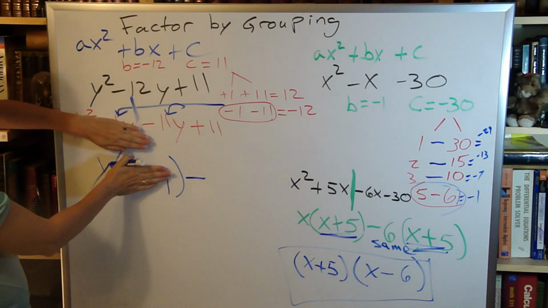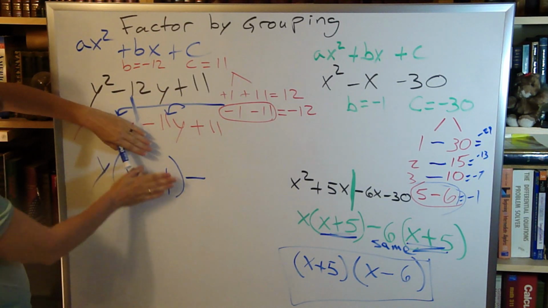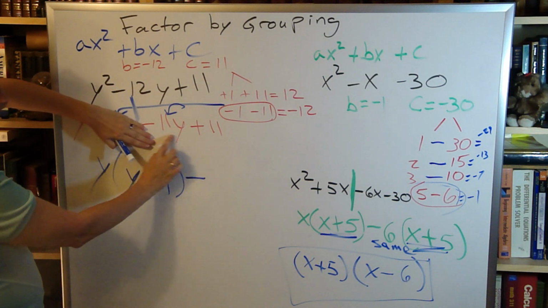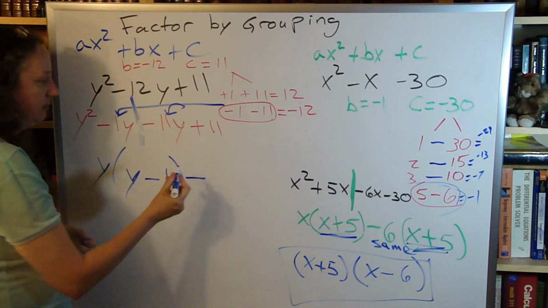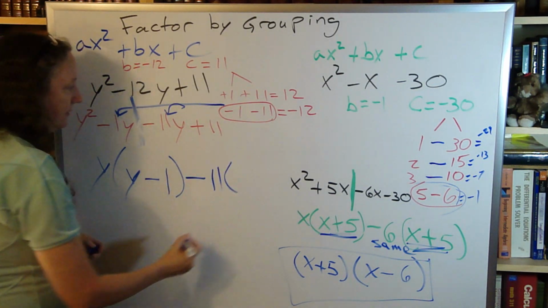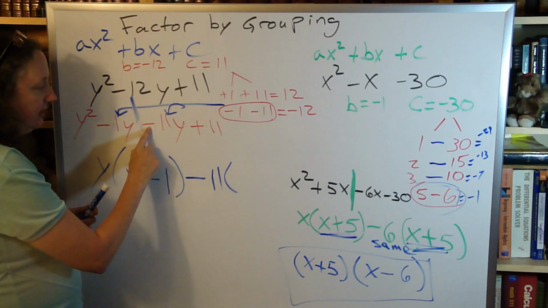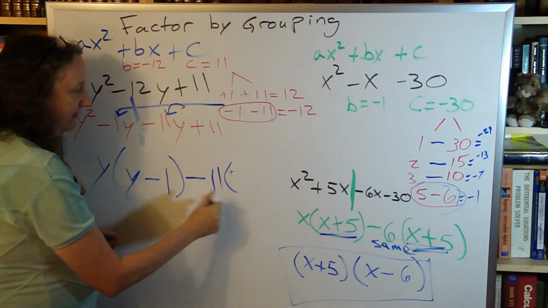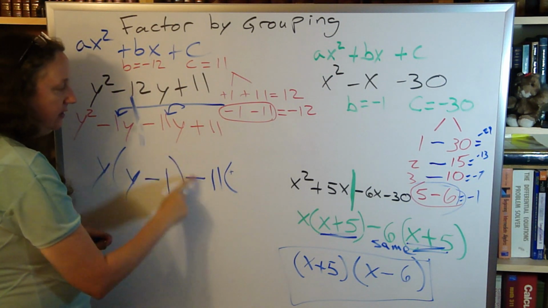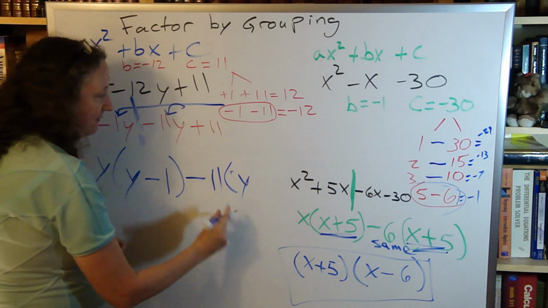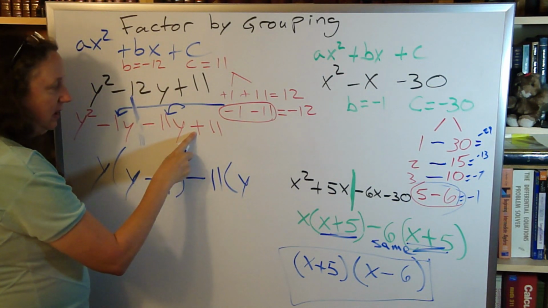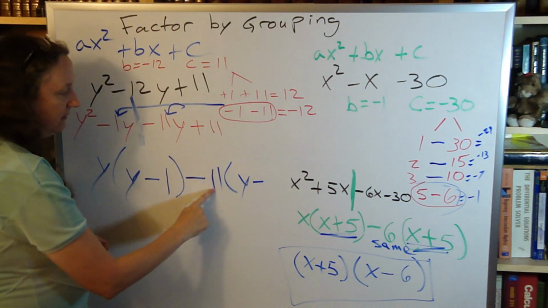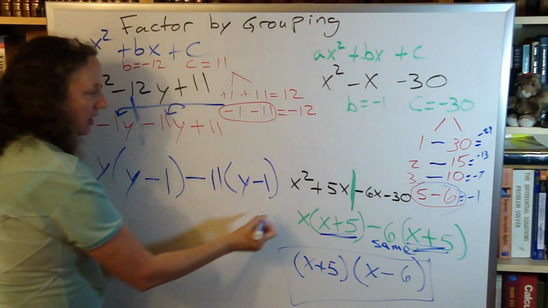Now I can completely ignore all of this over here and look only at negative 11y plus 11. What can I factor out of that? Both have 11s in them, so I'm factoring 11 out. Now I have minus divided by minus is plus. 11 divided by 11 is 1. Y divided by, no y here, I have a y. Plus divided by minus is minus. 11 divided by 11 is 1. I've reached the end.